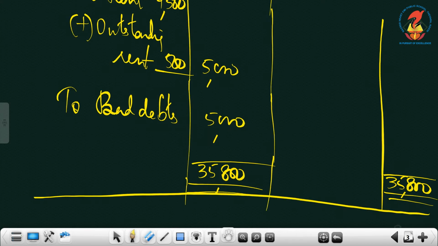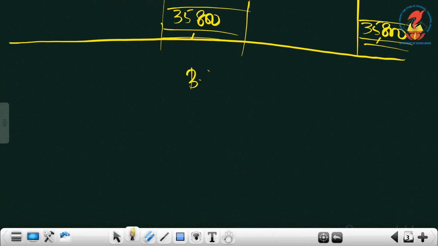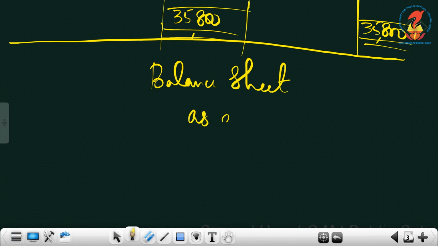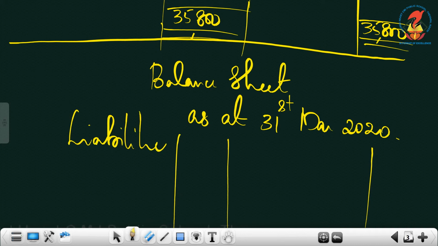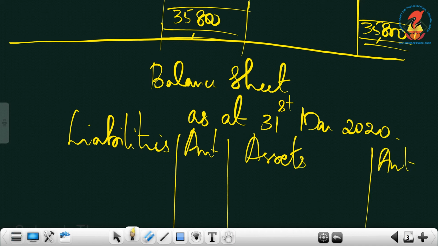Now you can start the balance sheet. Balance sheet heading you write like balance sheet as on 31st March 2020. That heading is needed. And the format also you must write carefully. Liabilities must come first. It's liabilities amount, assets amount.